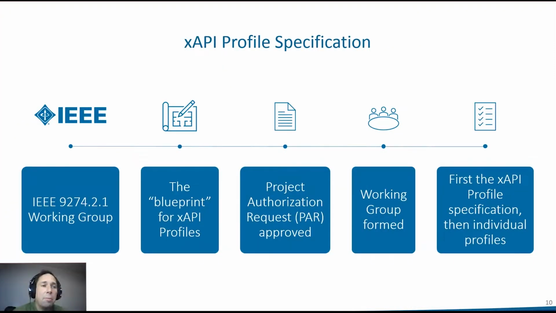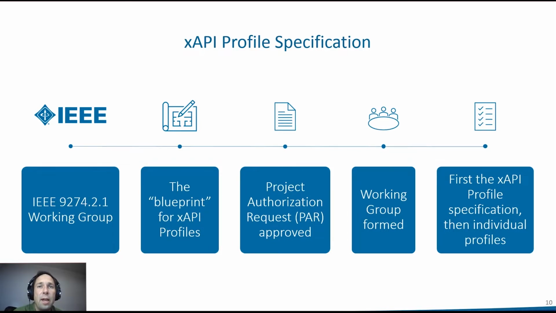It is basically the blueprint for building these different schematics that Florian has described. So how do we build profiles themselves? What are the rules? So Florian showed those rules on the last slide. So that working group, the 9274.2.1 IEEE, is working to build that blueprint out. The project authorization request has already been approved, and the working group has been formed.